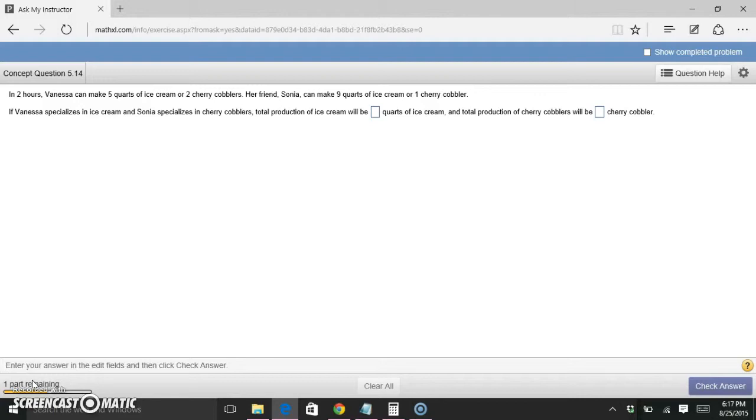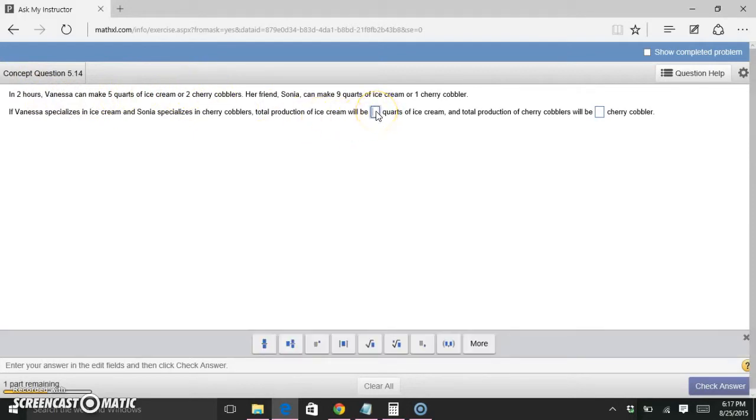So then we can look at our total production of each item. The total production of ice cream, because Vanessa is the one making ice cream and Sonia is not making any, is just going to be how much ice cream Vanessa can make in those 2 hours. And we're told Vanessa can make 5 quarts of ice cream. So we end up with 5 quarts of ice cream in our economy, if we consider these 2 friends to be our little dessert economy. We end up with a total production of just 5 quarts of ice cream, because that's how much Vanessa can make. And Sonia's not making any because she's specializing in cherry cobbler.